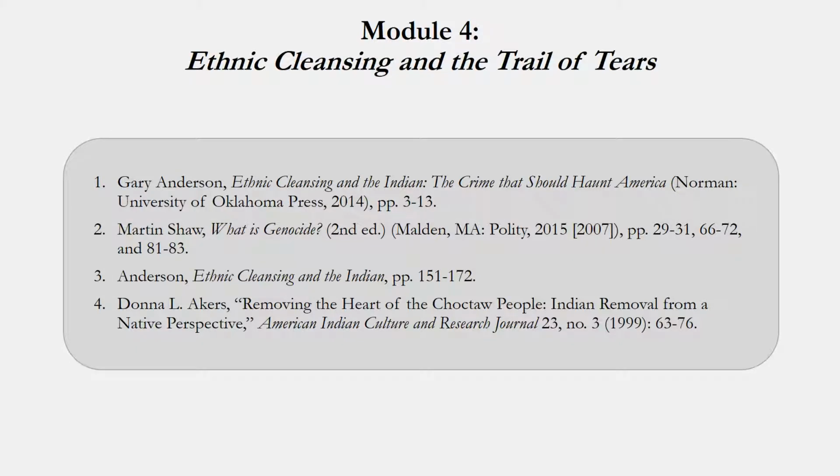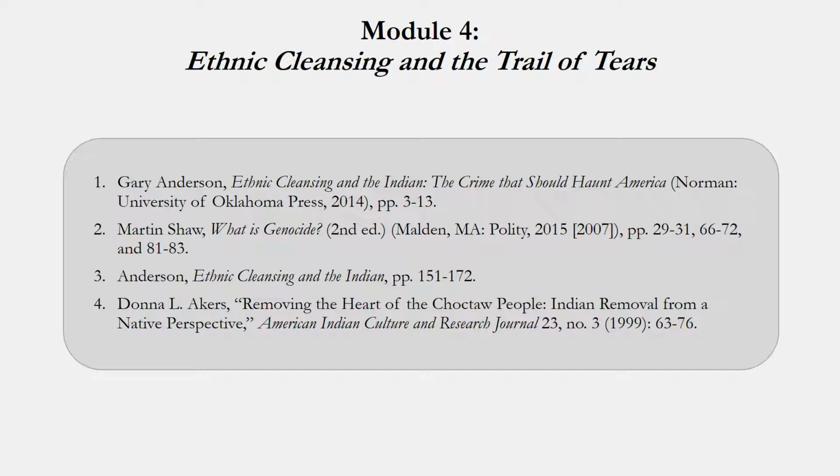Please follow this order of assigned readings. You can see that we're splitting up the Gary Anderson reading. There's a reason for this. Readings 1 and 2 go together in a sort of point-counterpoint argument, and both deal with the definitional issues that we were working on last week. As we'll see, the authors understand genocide very differently. Anderson is an historian, and Shaw is a sociologist, and the former has a much narrower approach than the latter.